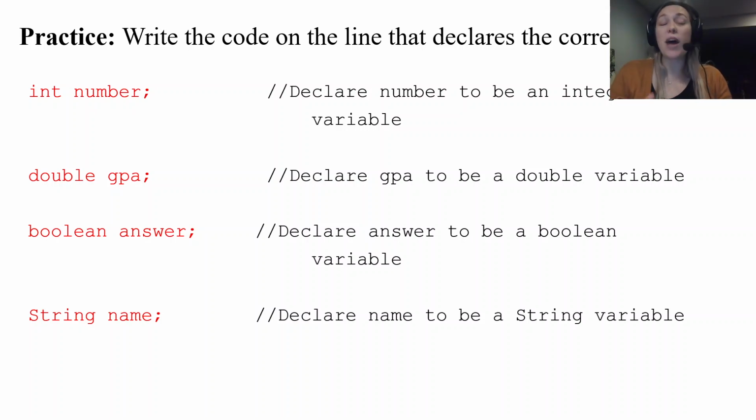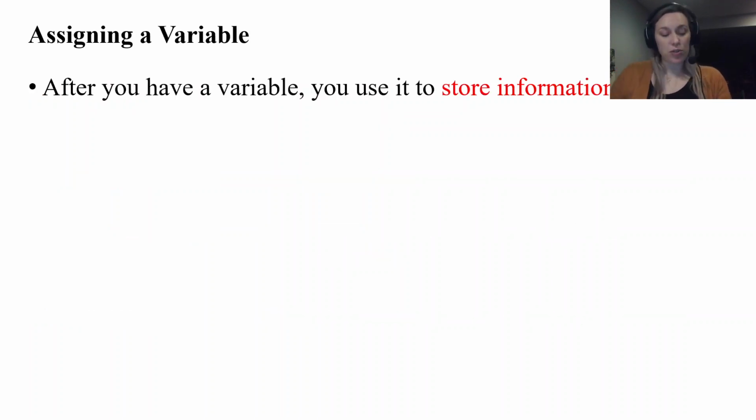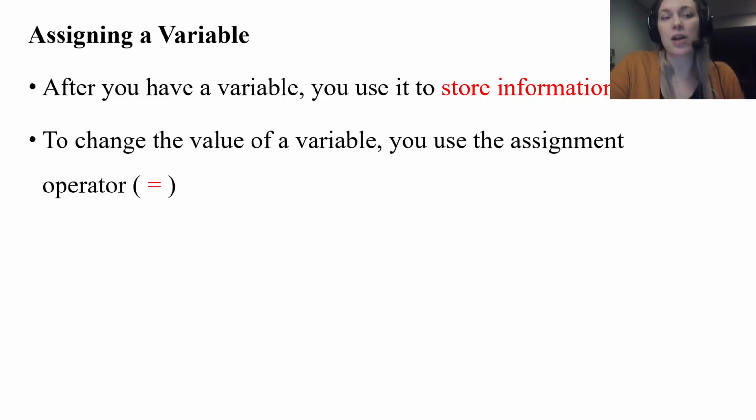If we want to give them a value and actually have the container store a value, we get into what's called assigning a variable. After you've declared it and created that space in memory, then you can actually use the container to store information. To change the value of a variable at any point in your program, you use what's called the assignment operator, and that's going to be an equal sign.